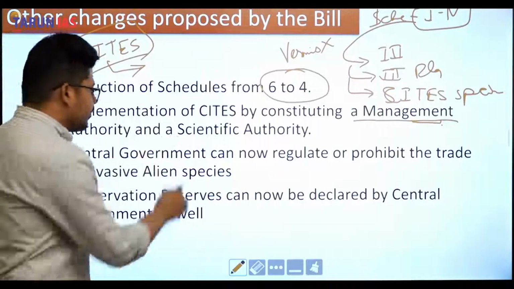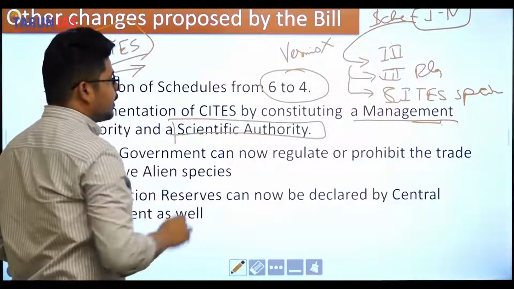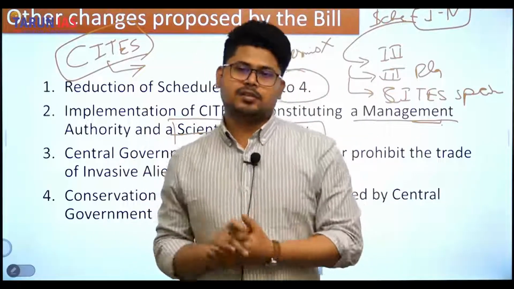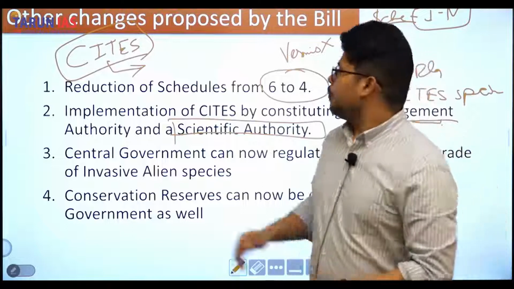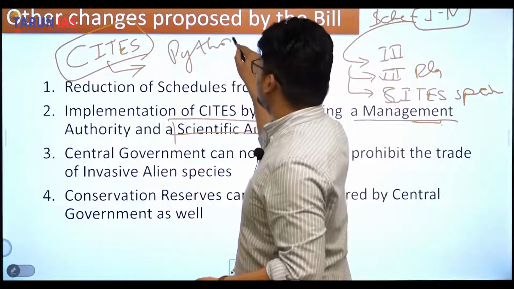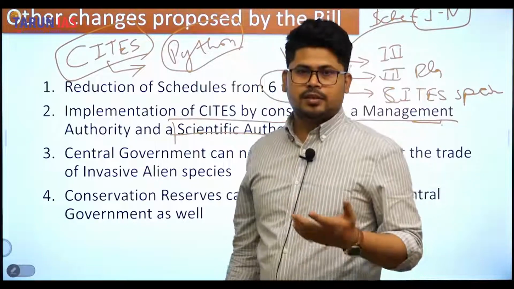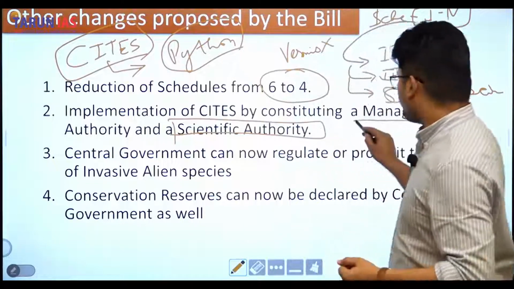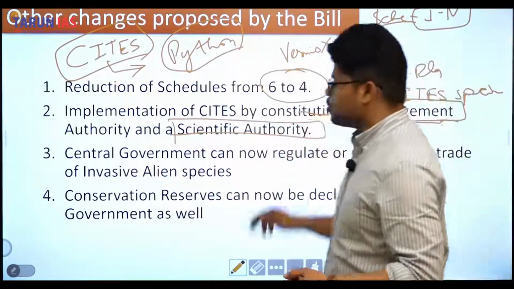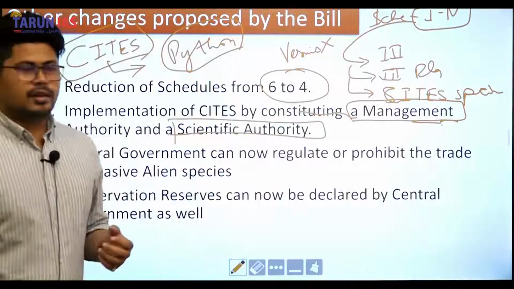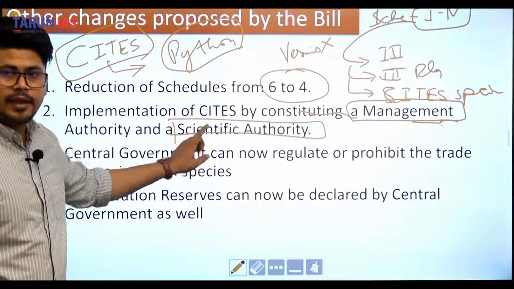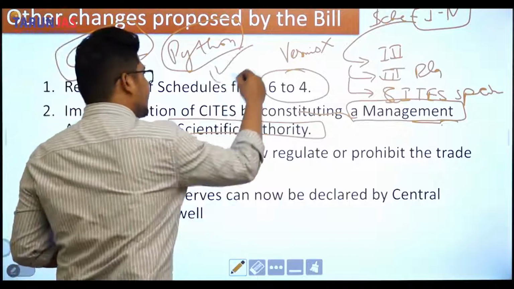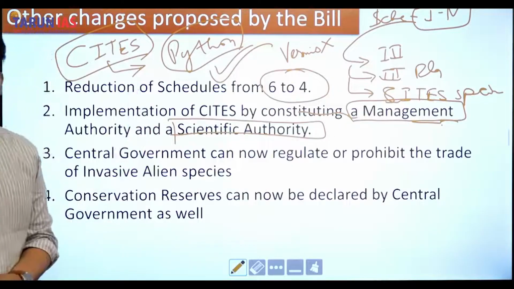And what will scientific authority do? Scientific authority will advise the government on the impact of that trade on that specific animal. Like python is traded for its skin, and wallets, sandals, and leather bags of snake skin are made from it. So what will management authority do? Management authority will provide licenses to people who are trading in python. And what will scientific authority do? It will provide guidance to the government on what kind of impact that specific trade is having on the existence of that specific animal.